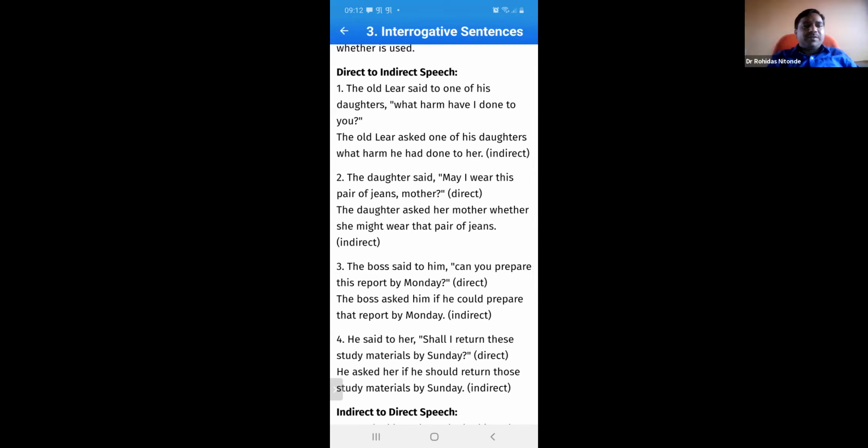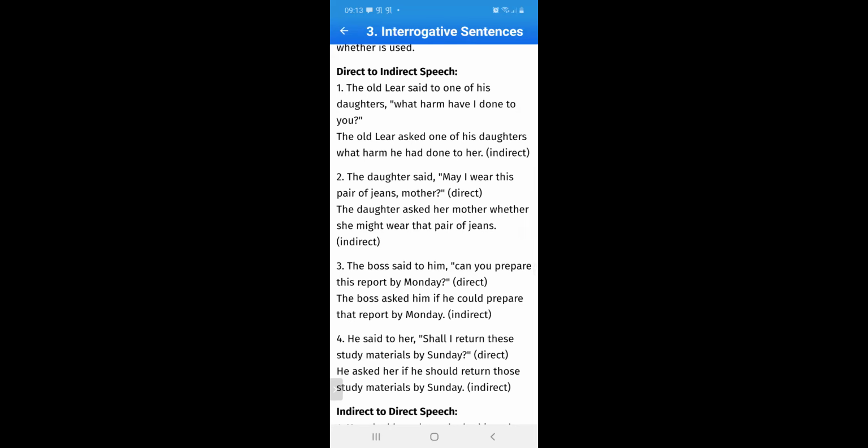So Pratibha Kadam is always ready. Anupriya Wavle is also ready. So Pratibha, you will read the direct sentences and Anupriya will read the indirect sentences. Okay, sir. Direct to indirect speech. The old Lear said to one of his daughters, "What harm have I done to you?" The old Lear asked one of his daughters what harm he had done to her.